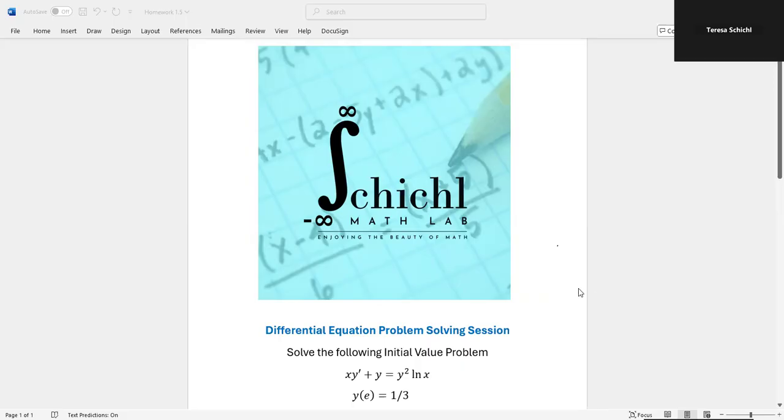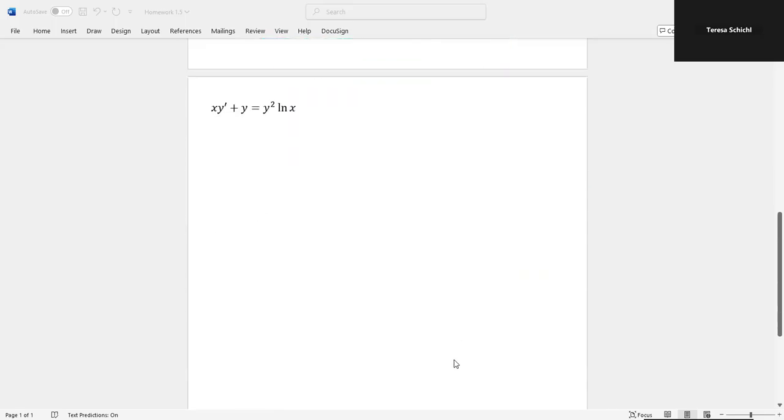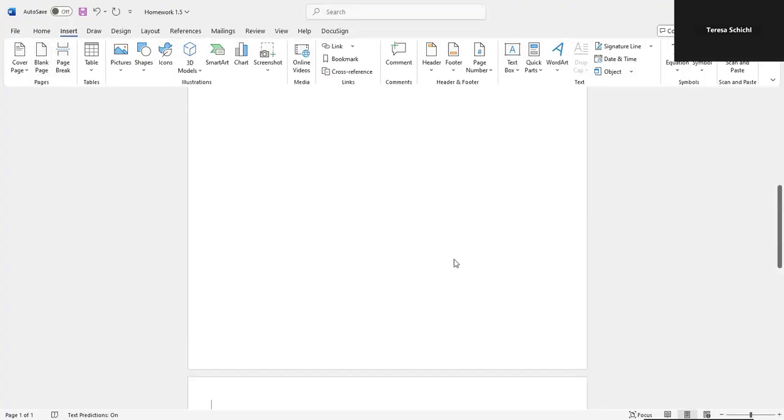So here is the problem we're going to solve today. It's xy prime plus y equals y squared ln x. The initial value is y(e) = 1/3. Okay, so here is our problem. Let me first add a page here. All right, so here is my problem.